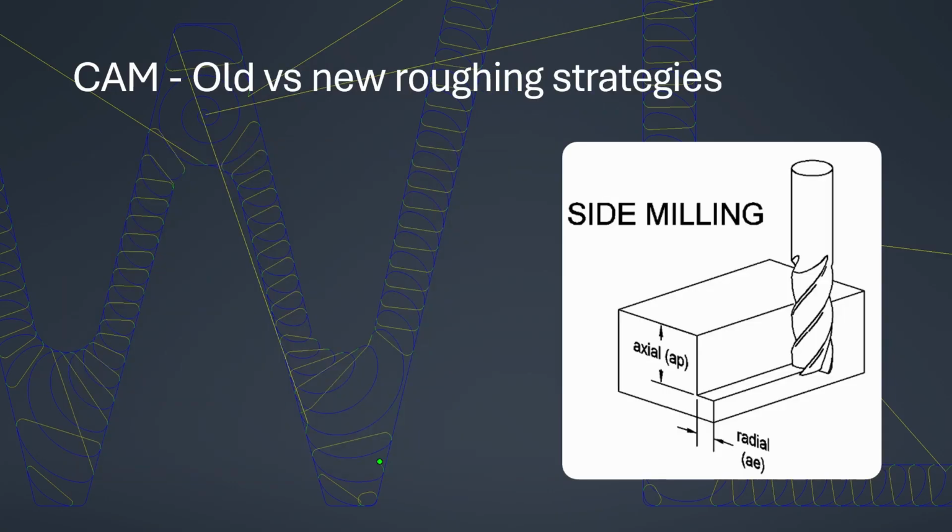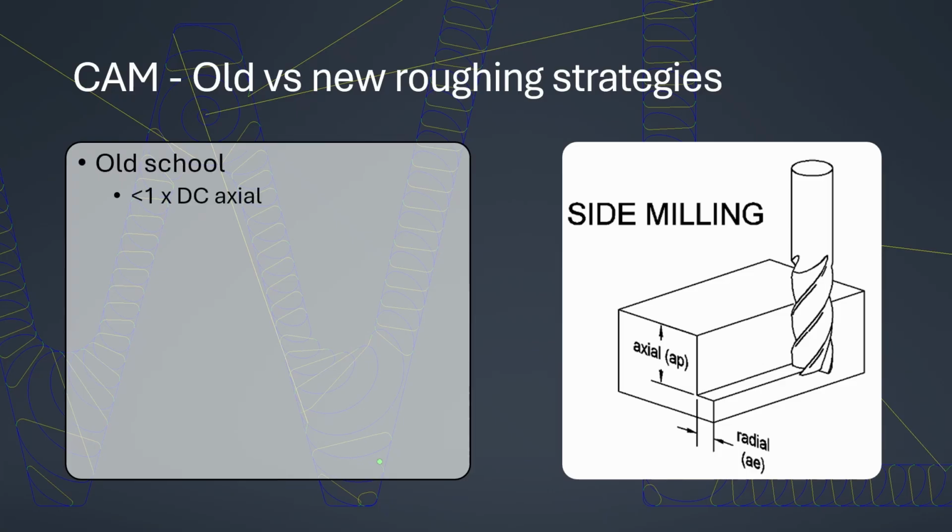I'm going to go through really quickly some of the terms and what the differences are between old versus new roughing strategies. When you're doing side milling, you're cutting in both axial and radial. Axial is called AP and radial is AE. Those are the names for them, and that is the amount that you're engaging in radial versus axial.